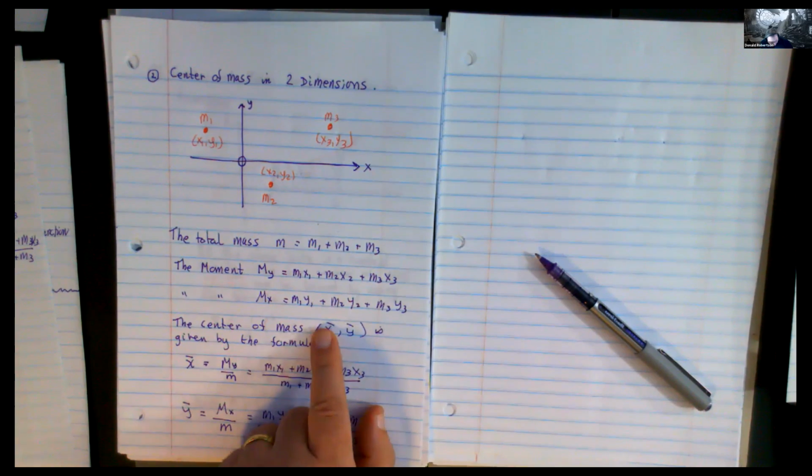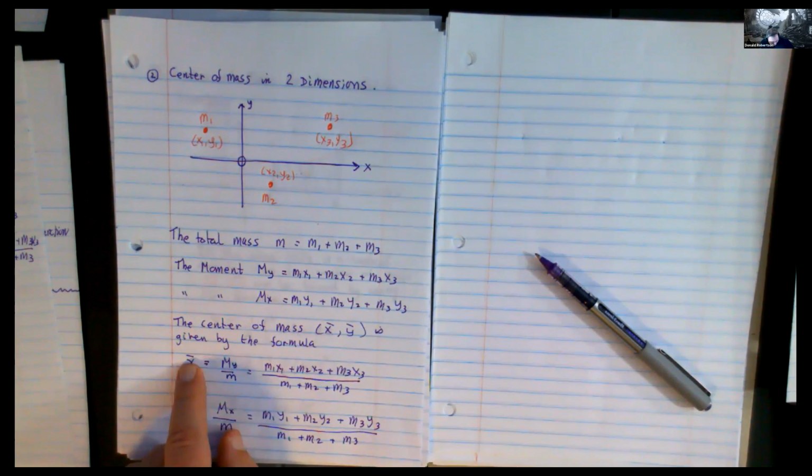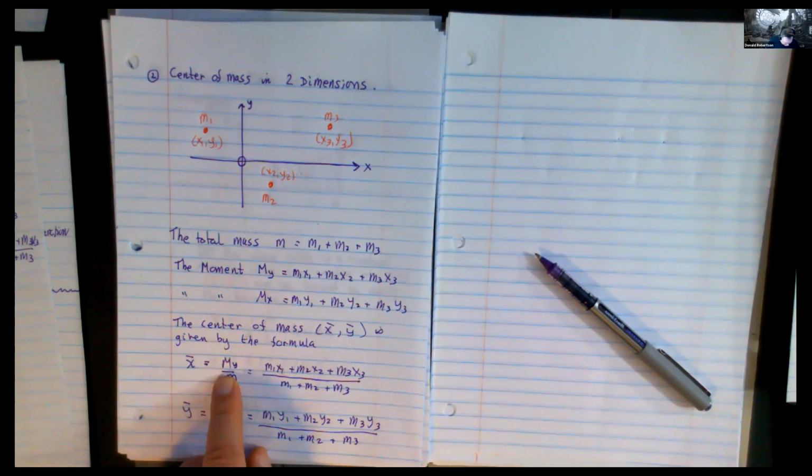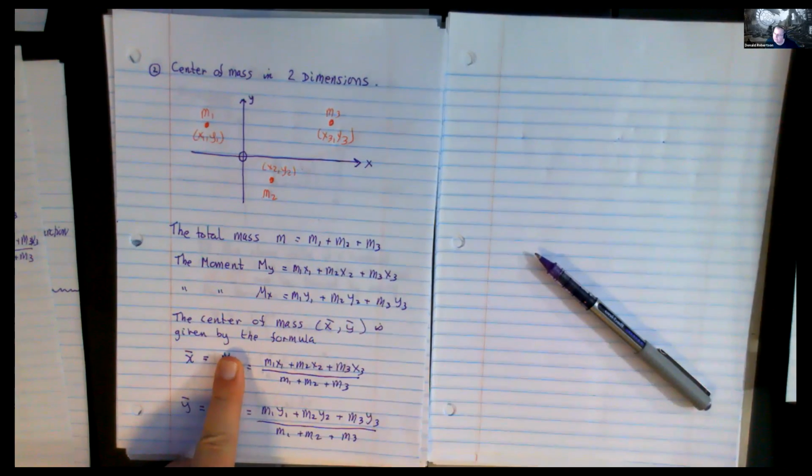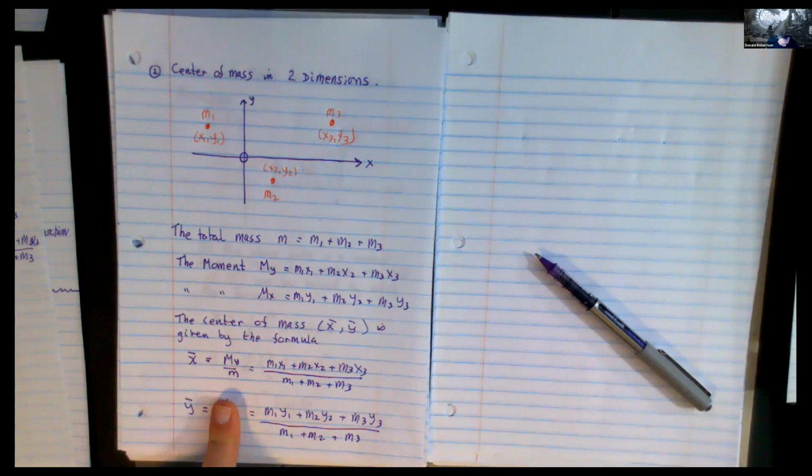So where's the center of mass? X bar is this over this. Now, if you take this out of the way, doesn't X bar look much more sensible now? You notice how X bar uses the X coordinates, which is what you'd expect, right? And doesn't Y bar use all the Y's?